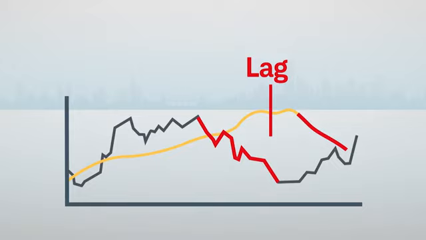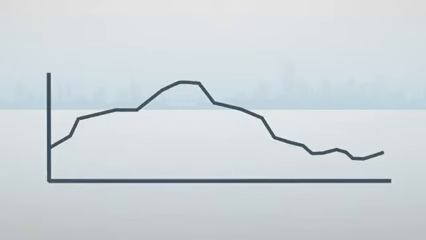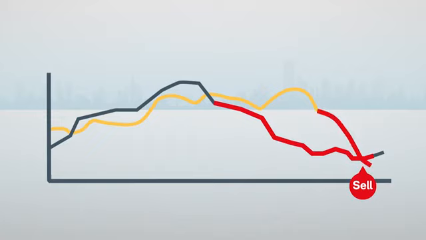This is known as lag. Let's look at an example to illustrate this. If you use a simple moving average for buy and sell signals, your stock could experience a huge pullback well before the simple average reflects this activity.